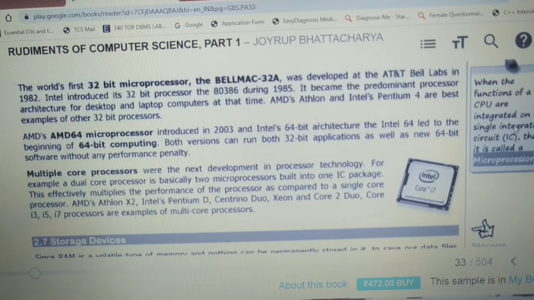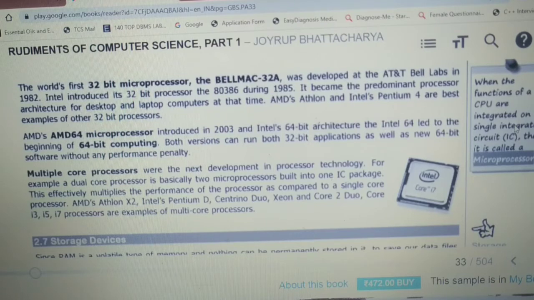Now the time comes to the multiple core processor. Previously we learned about the microprocessor. Now we will learn about the multi-core processor. Multi-core processors were the next development in processor technology. Previously we introduced the microprocessor; now we are coming to the latest technology, that is the multi-core processor.